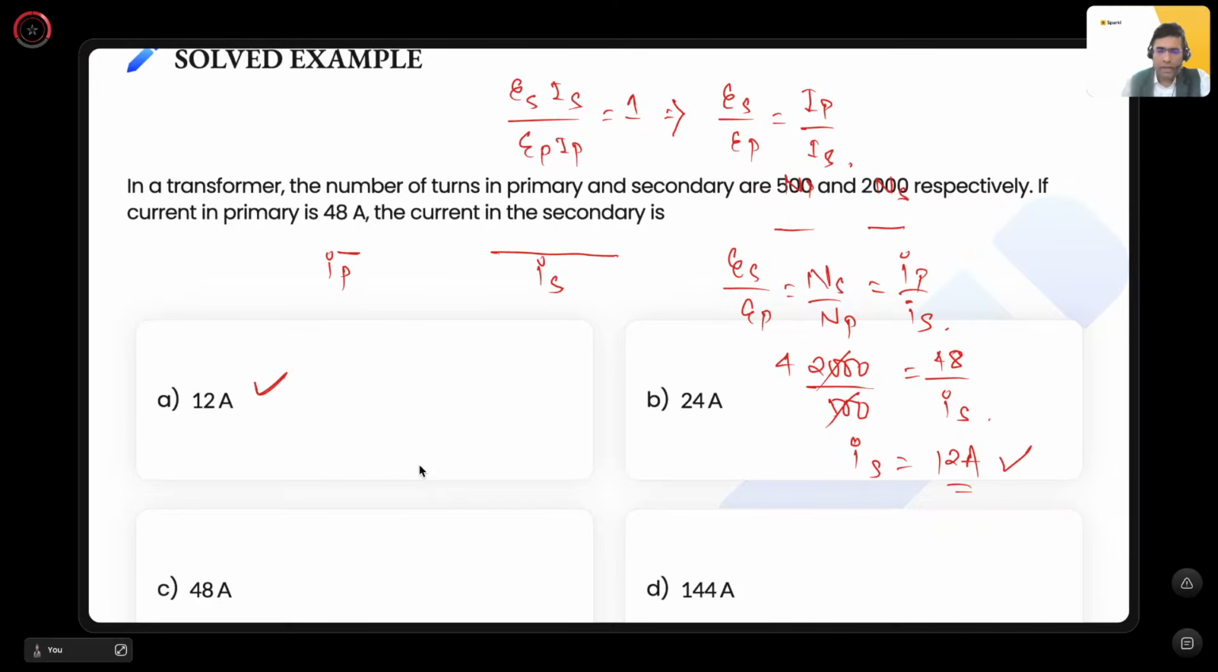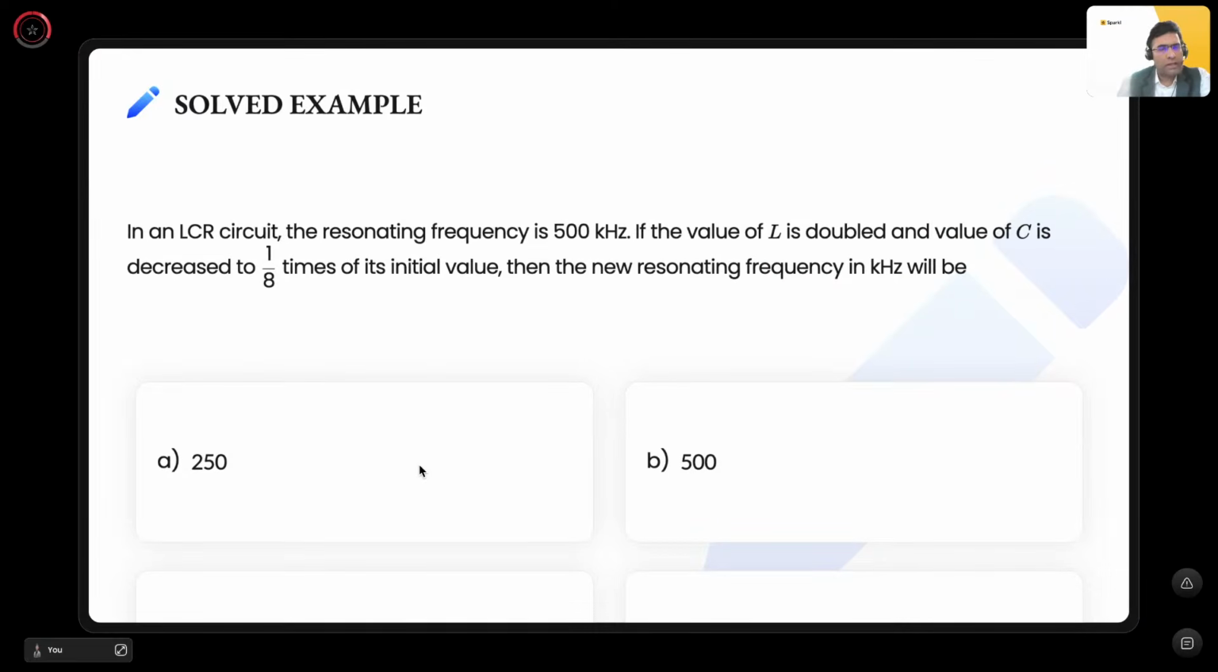All right. Next question. LCR circuit, again a favorite of NEET. Every year you see a question on LCR circuit. So you have to practice the LCR circuit questions as well. So in the LCR circuit, the resonant frequency is 500 kilohertz. If the value of L is doubled and the value of C is decreased to 1 by 8 times of the initial value, the new resonating frequency will be. So frequency, we know that it is proportional to 1 upon under root of LC. Just write the formulas and we'll do the changes that we have been told.